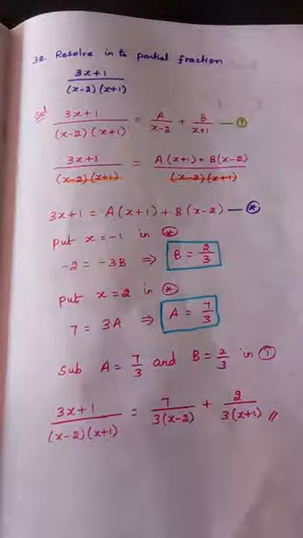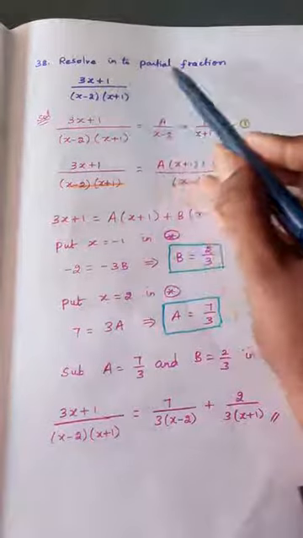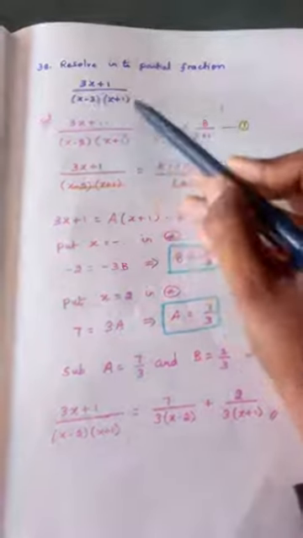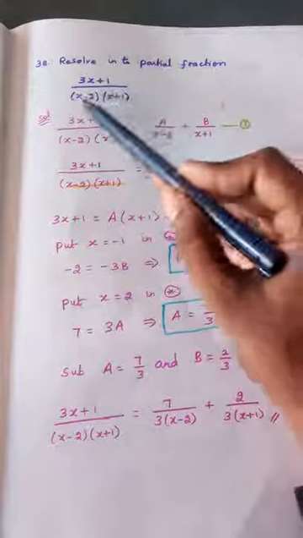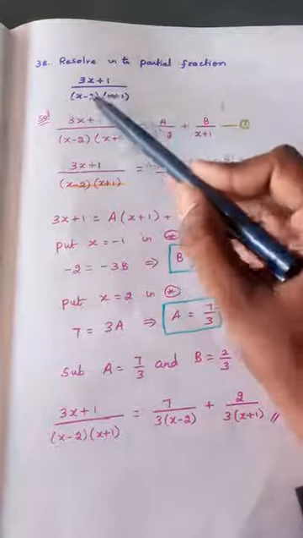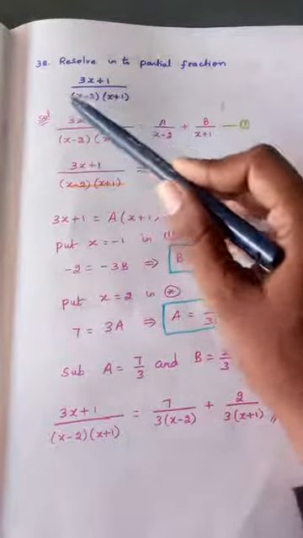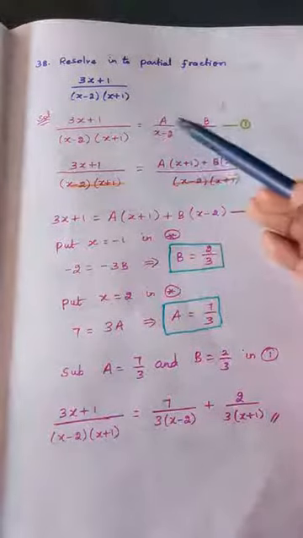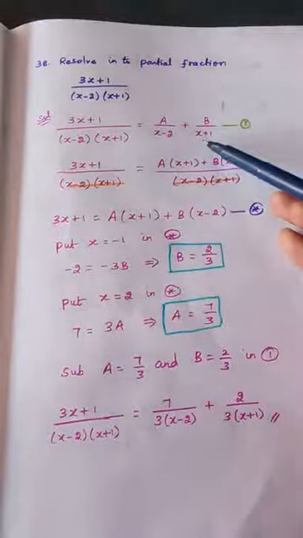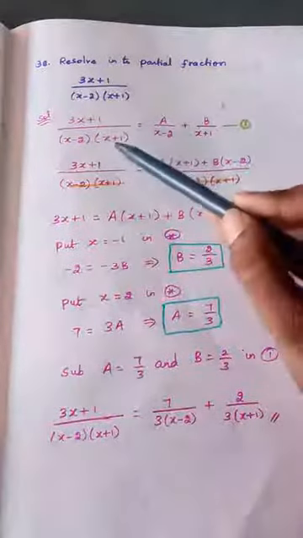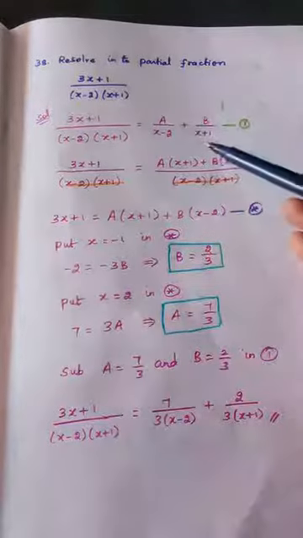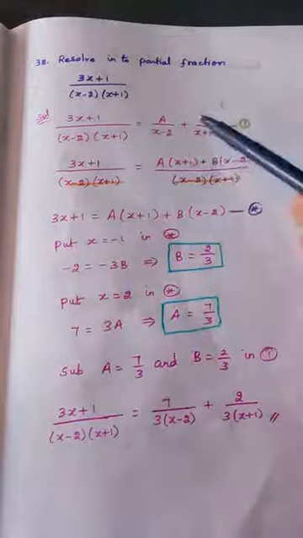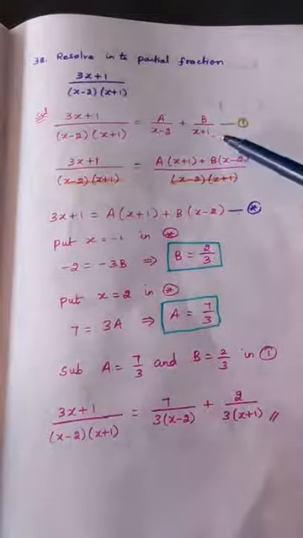Problem number 38. Resolve into partial fraction. Question is this. Now clearly if I see the denominator, they are different factors. They are linear. This is also linear. They are different. So I am writing the question and splitting this as a by first factor plus b by second factor. Even you can write a by x plus 1 plus b by x minus 2 also. That is also right. In that way also you can do.